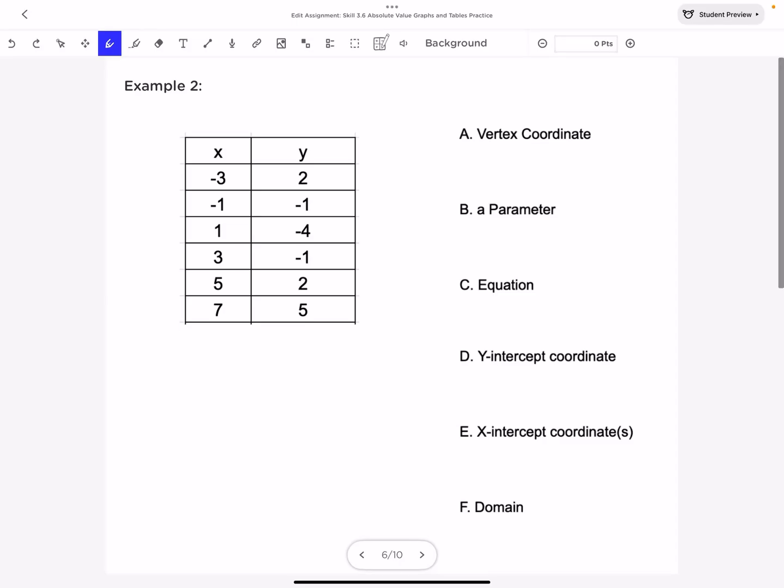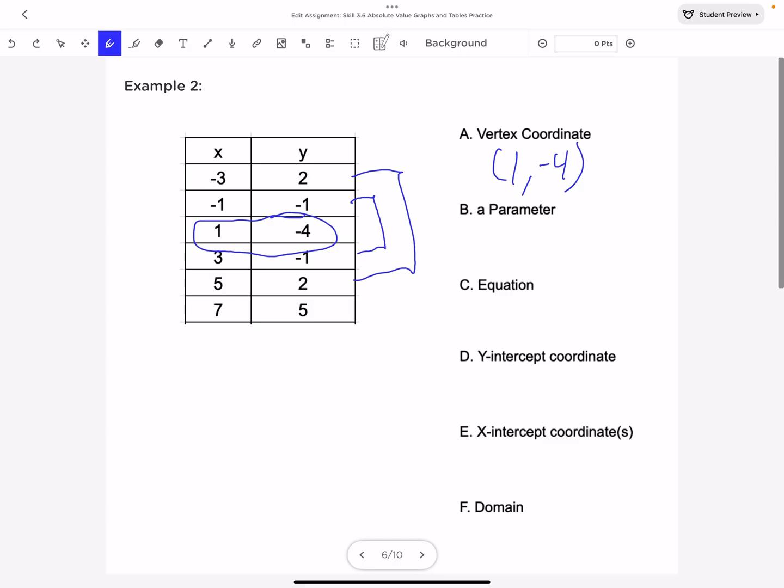Okay, so for example 2, we have this table here. First we need to find the vertex coordinate and the parameter. So the vertex coordinate, remember we have mirrored y values, like for example, -1 and -1, 2 and 2. And as we can see, the point that's in the middle of those mirrored values is (1, -4). And that's of course going to be our vertex, (1, -4).